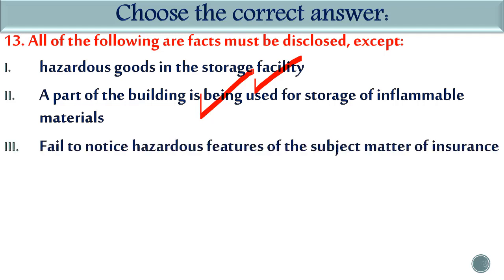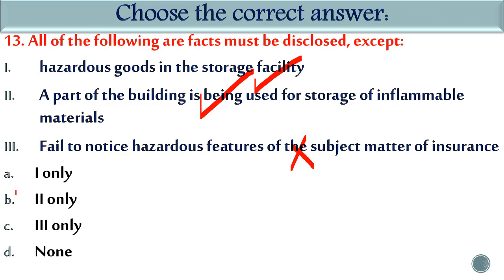Failing to notice hazardous features of the subject matter of insurance isn't a material fact that must be disclosed. It's a fact the insurer failed to notice, so it's a fact that needn't be disclosed. So our choice must be number 3 only. Our correct choice is C.